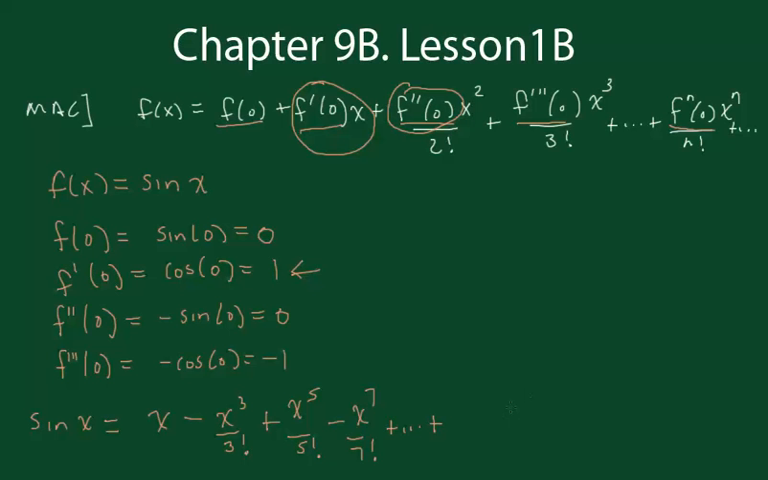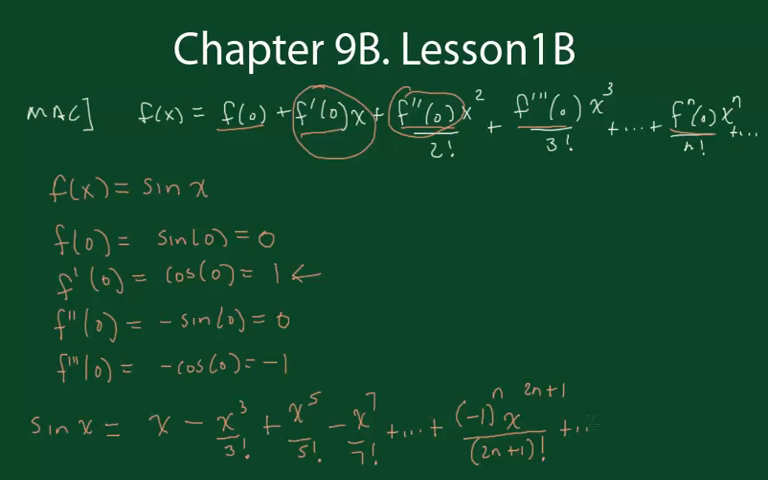It's a little bit of a skill to determine what the nth term is. If you want to try to figure it out yourself, pause it, because I'm going to give it away. We see that this strictly alternates, and then x is raised to an odd power, so 2n plus 1, and that's going to be over (2n plus 1) factorial. And so this here is an equal statement. The sine of x is actually equal to the sum that you see here, this infinite series.